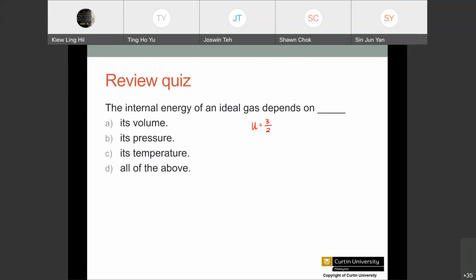A, B, C, D. What is your answer? Yes, very good, Jeff. Because PV equals nRT, so it also equals 3/2 PV. Okay, so we have volume, pressure, temperature, so all of the above. All these will affect your ideal gas.